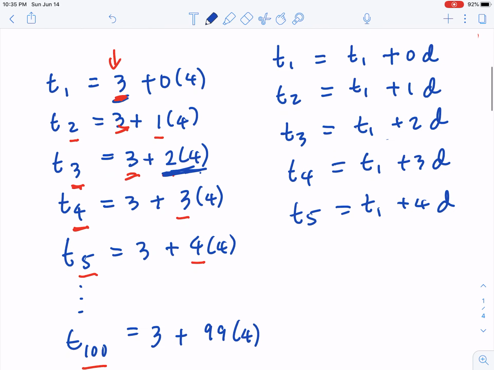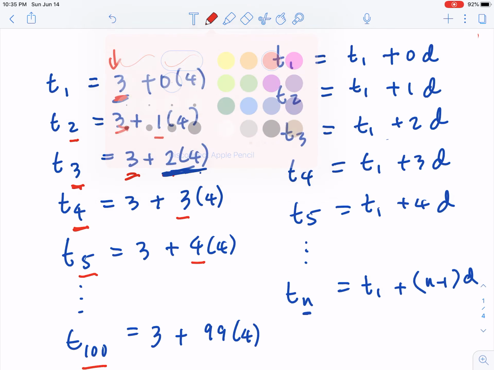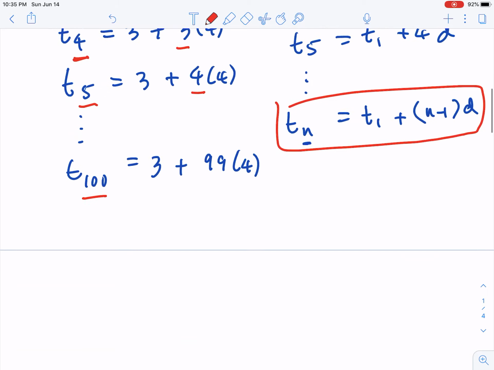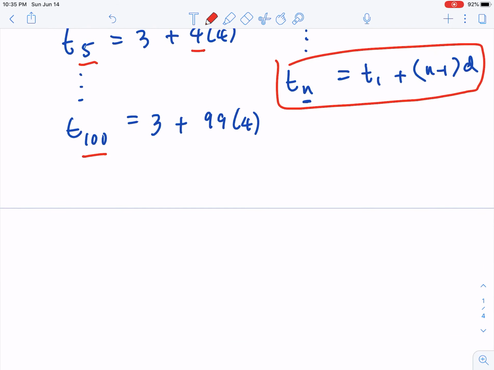And, paano kung n? Nahanap natin t sub n. Yung t sub 1 ganun pa rin ba? Nandun pa rin, di ba? T sub 1 plus, ano yung relationship kanina ng n tsaka yung number dito? Mas maliit siya ng 1, di ba? So, n minus 1 times d. So, this is actually the formula for getting the nth term of an arithmetic sequence. Okay? So, i-formalize natin yung ating definition ng arithmetic sequence. No?